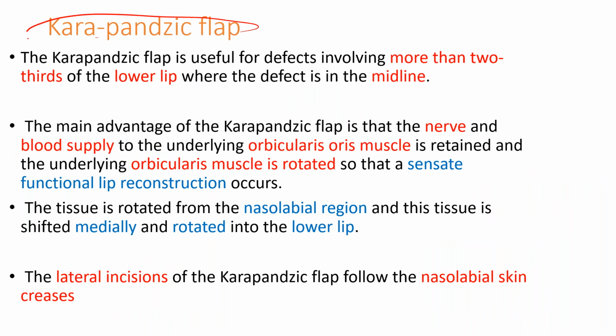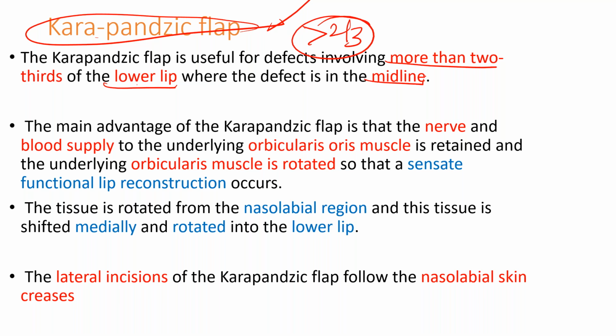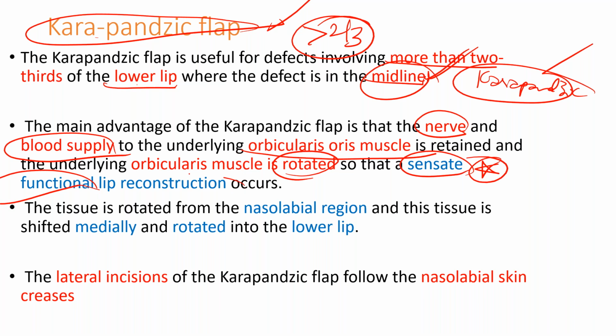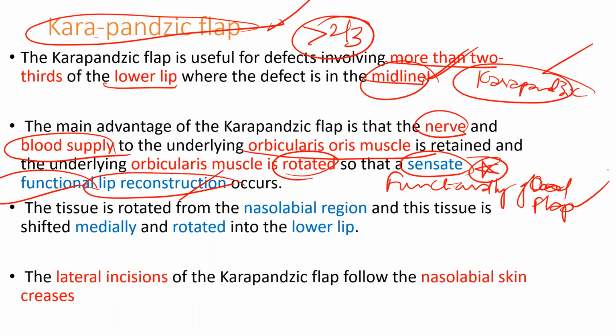Next, the last one is the Karapandzic flap that you want to use. If the defect is more than 2/3 of the lower lip, in the midline, you use the Karapandzic flap. The nerve and blood supply to the orbicularis oris muscle is preserved, so it is a sensate flap. What is the importance of this Karapandzic flap? It has a lot of sensation and gives functional lip reconstruction. It is a functionally very good flap. So that is the Karapandzic flap.